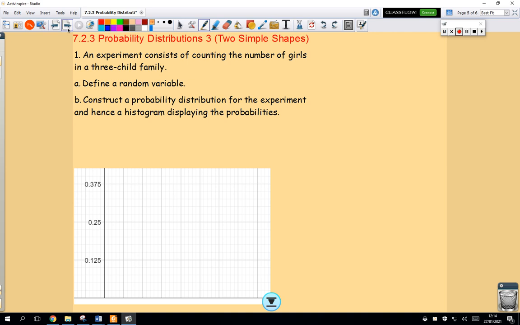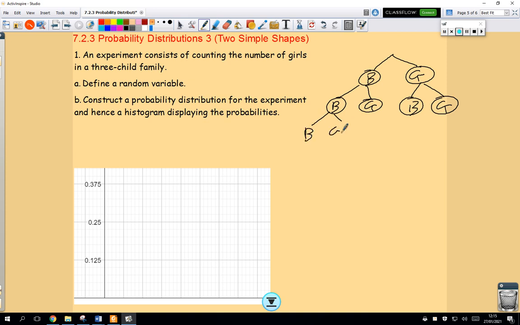So I might use a little tree diagram down here. If I look at the 3-child family, the first child could be a boy or a girl. The second child could be a boy or a girl. And we've gone through tree diagrams before, so I'm hoping you know how all this works. The third child could be a boy or a girl. A tree diagram is going to help me establish all my probabilities.